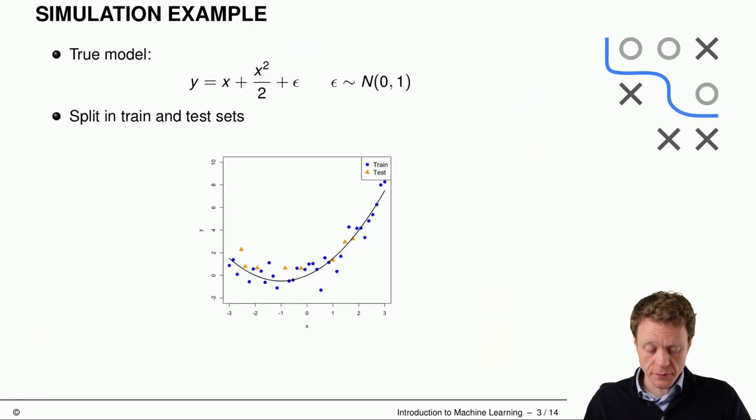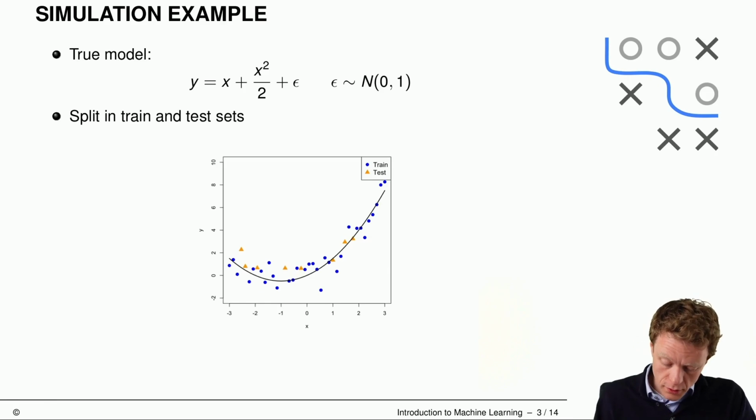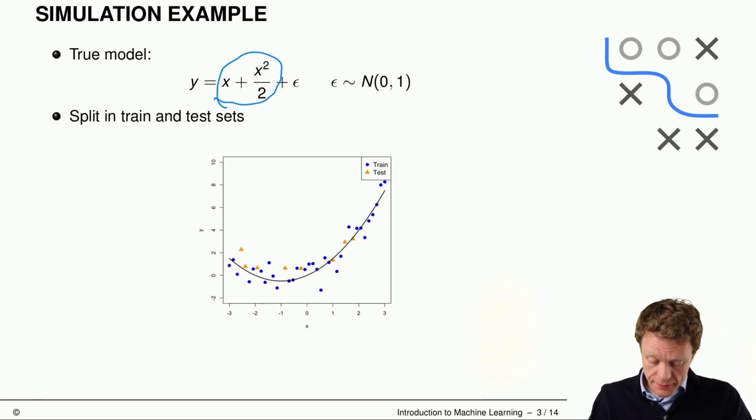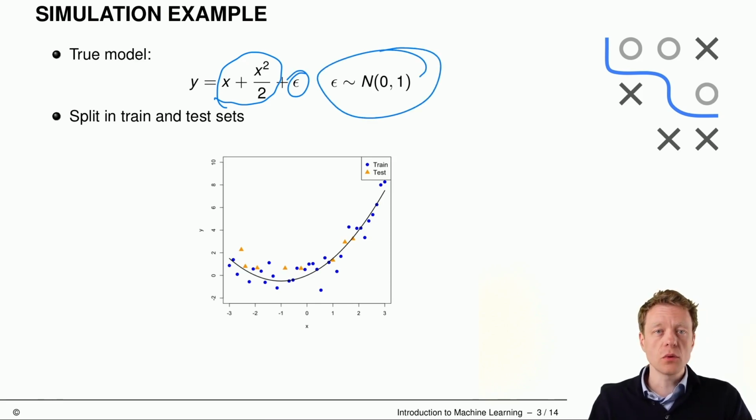We could profit from some examples here. So, a simulation study. We have a true model, which is just a squared effect of x. We have an additive error, in this case Gaussian with mean 0 and variance 1. We have some data points and we split them into train and test data points. The orange triangles are the test data points and the blue dots are training data points.